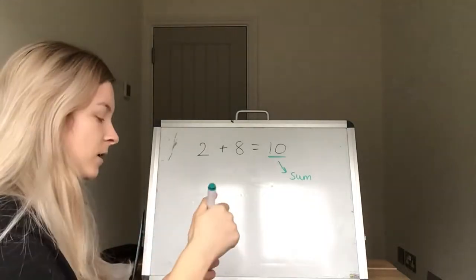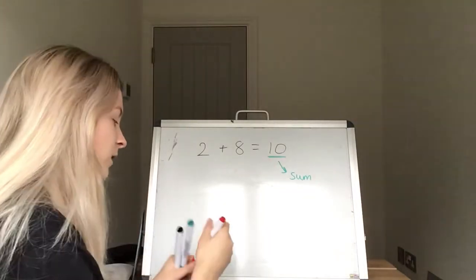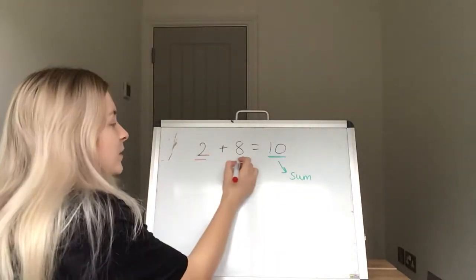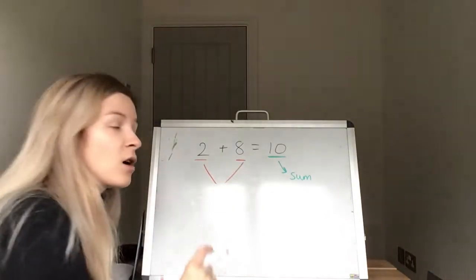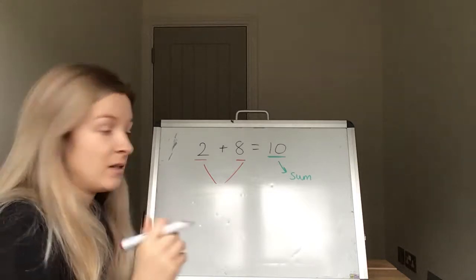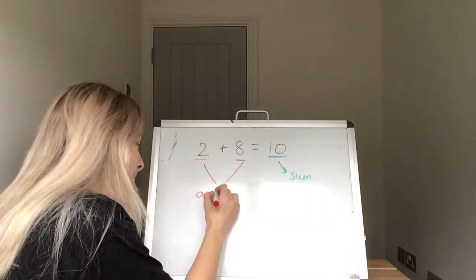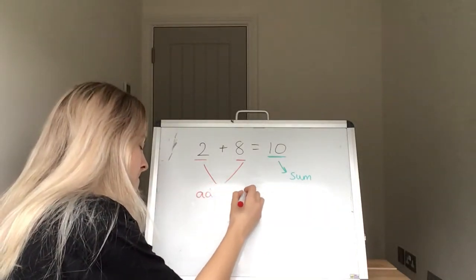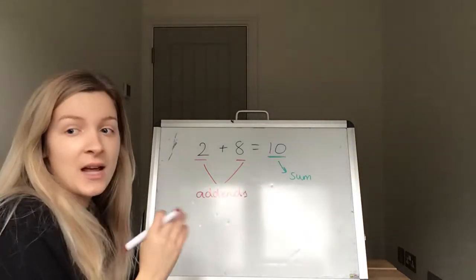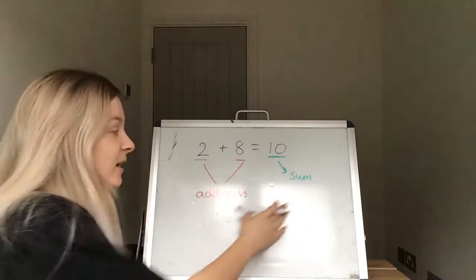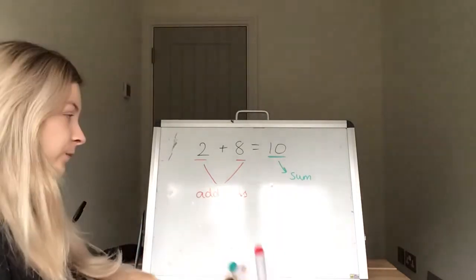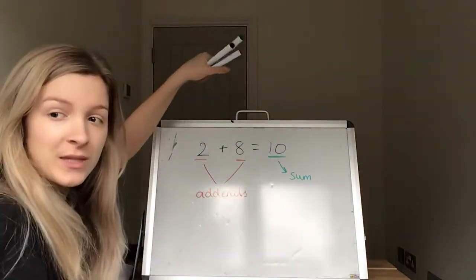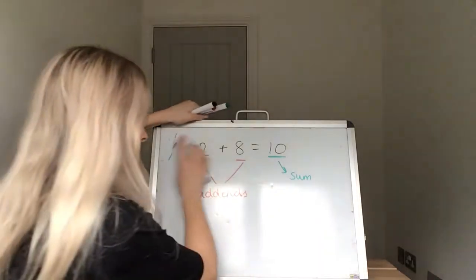Now, what do we then call these numbers that we're adding together? These numbers are called the addends. The addends. 2 is an addend, 8 is an addend, and 10 is the sum. Okay, so make sure you're comfortable with saying that word, addend.